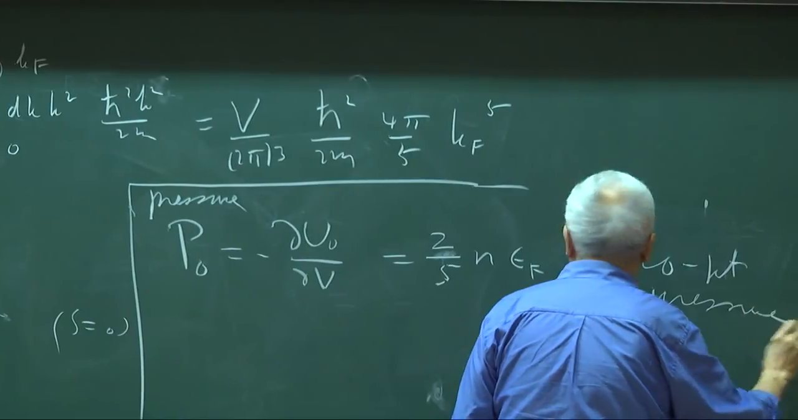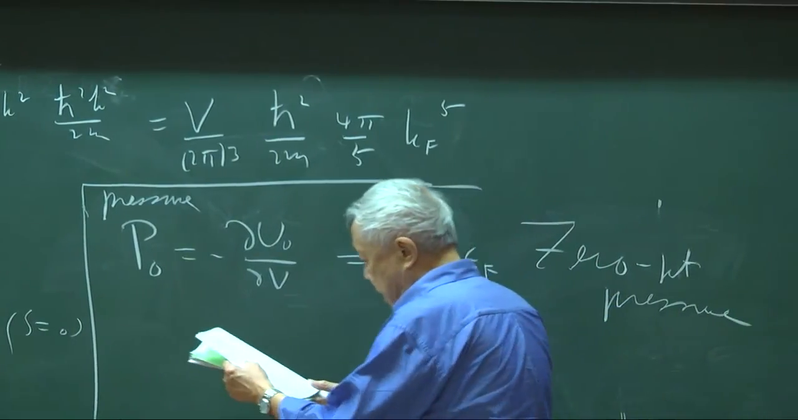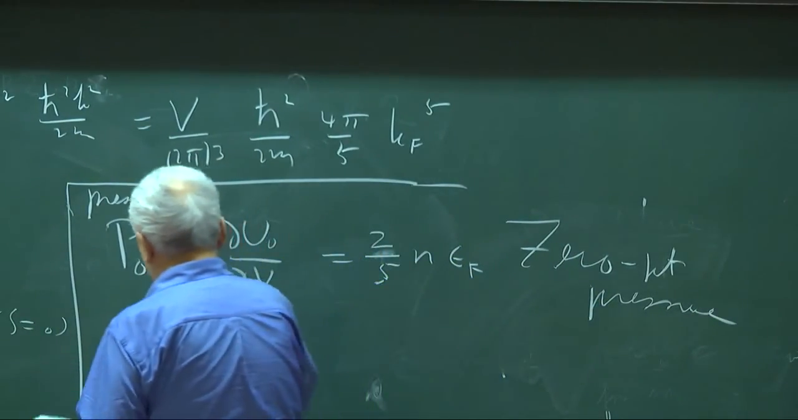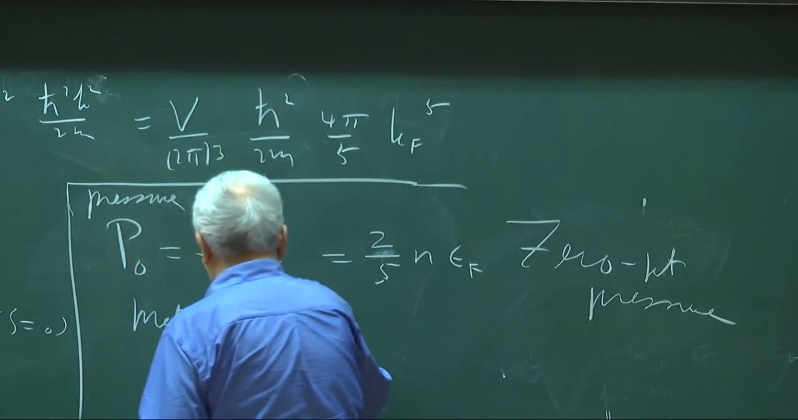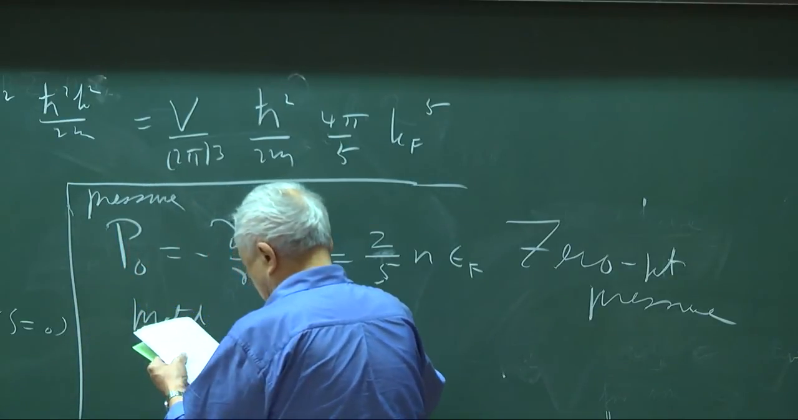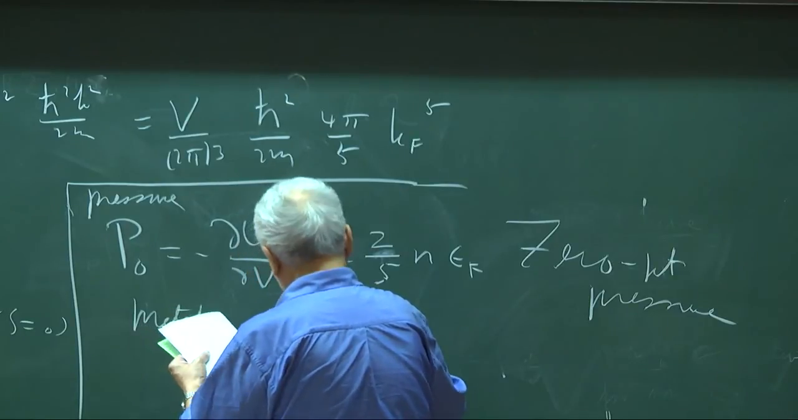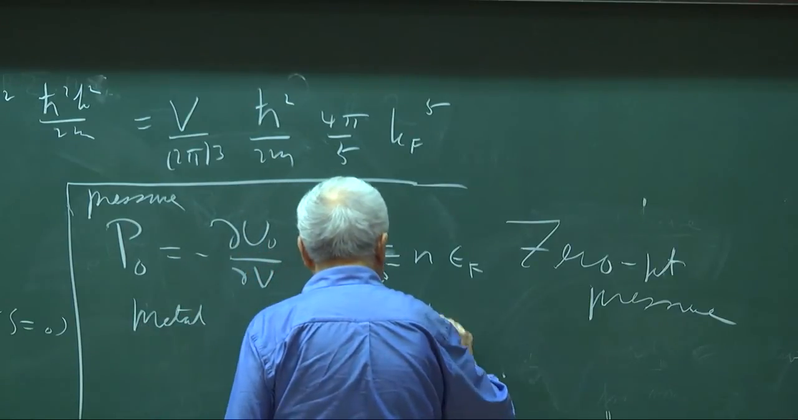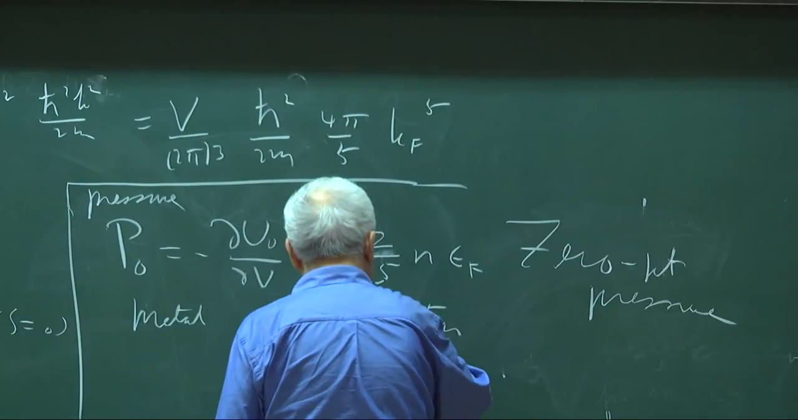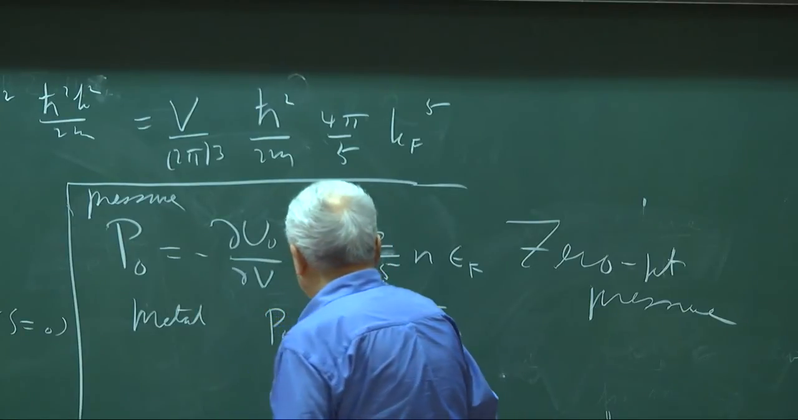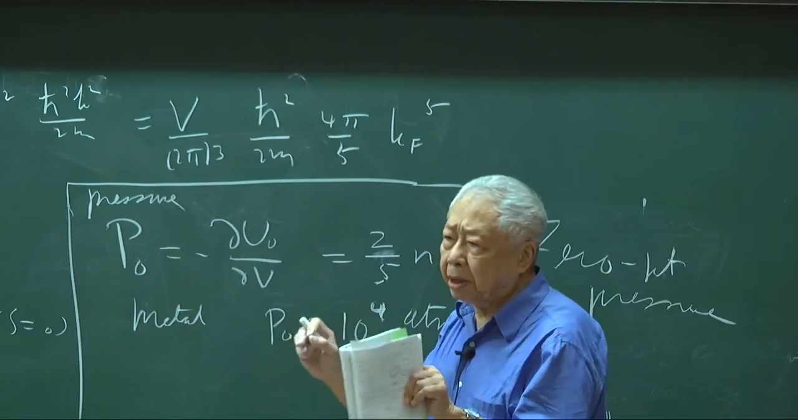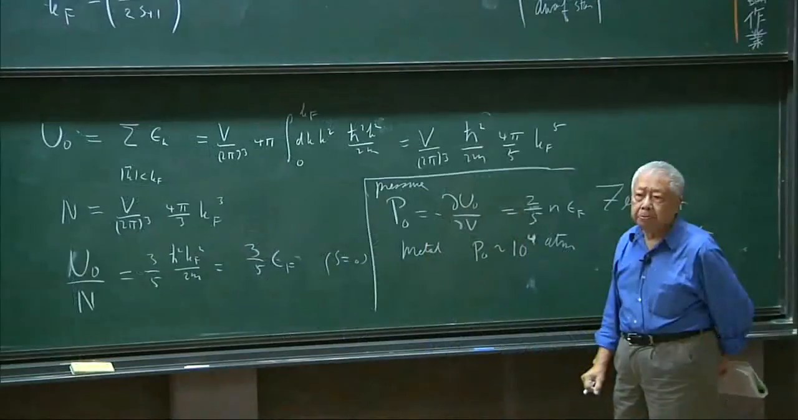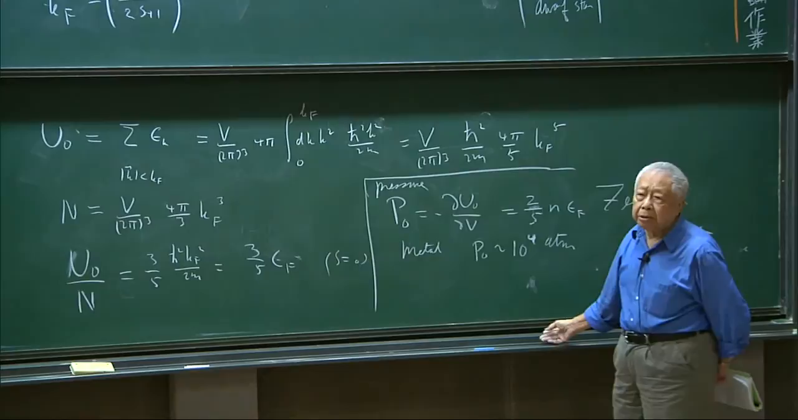You need a container to contain this gas. And for a metal, for electrons, P0 is about 10 to the 4th atmosphere. And this means that the ionic bonds in the metal have to be strong enough to hold it. And that's not too high.